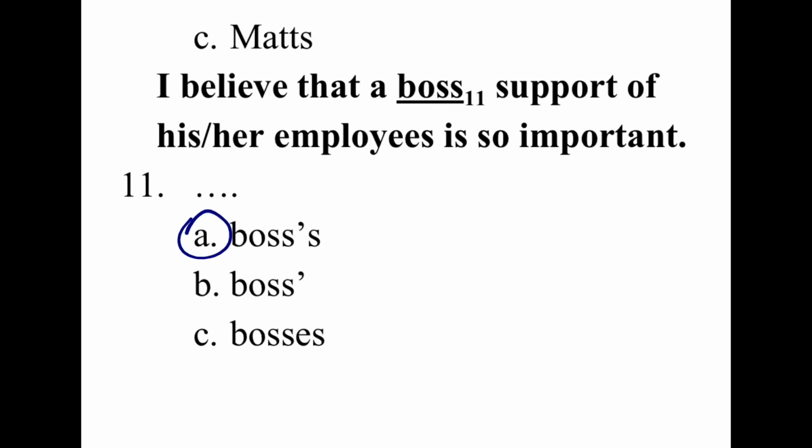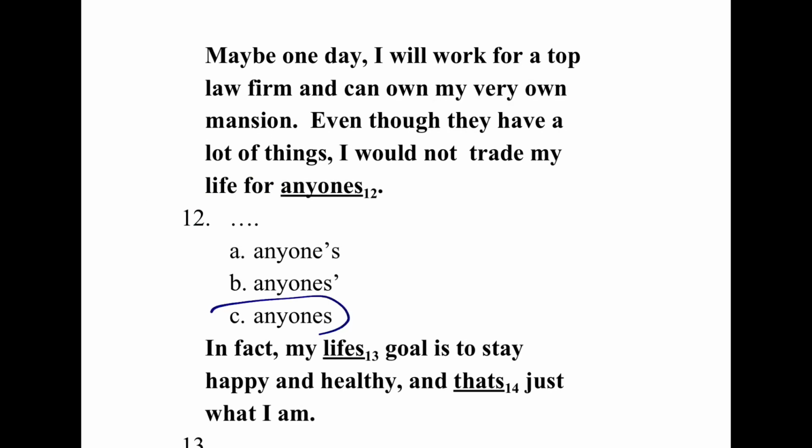Number 11 is also A because boss here is a singular noun. His or her is one clue, referring back to boss being singular. So even though it ends in a double S, it's still a singular noun, so we still put apostrophe S. Number 12, C was the right answer, anyone's. There's no possession here. It's just an indefinite pronoun.